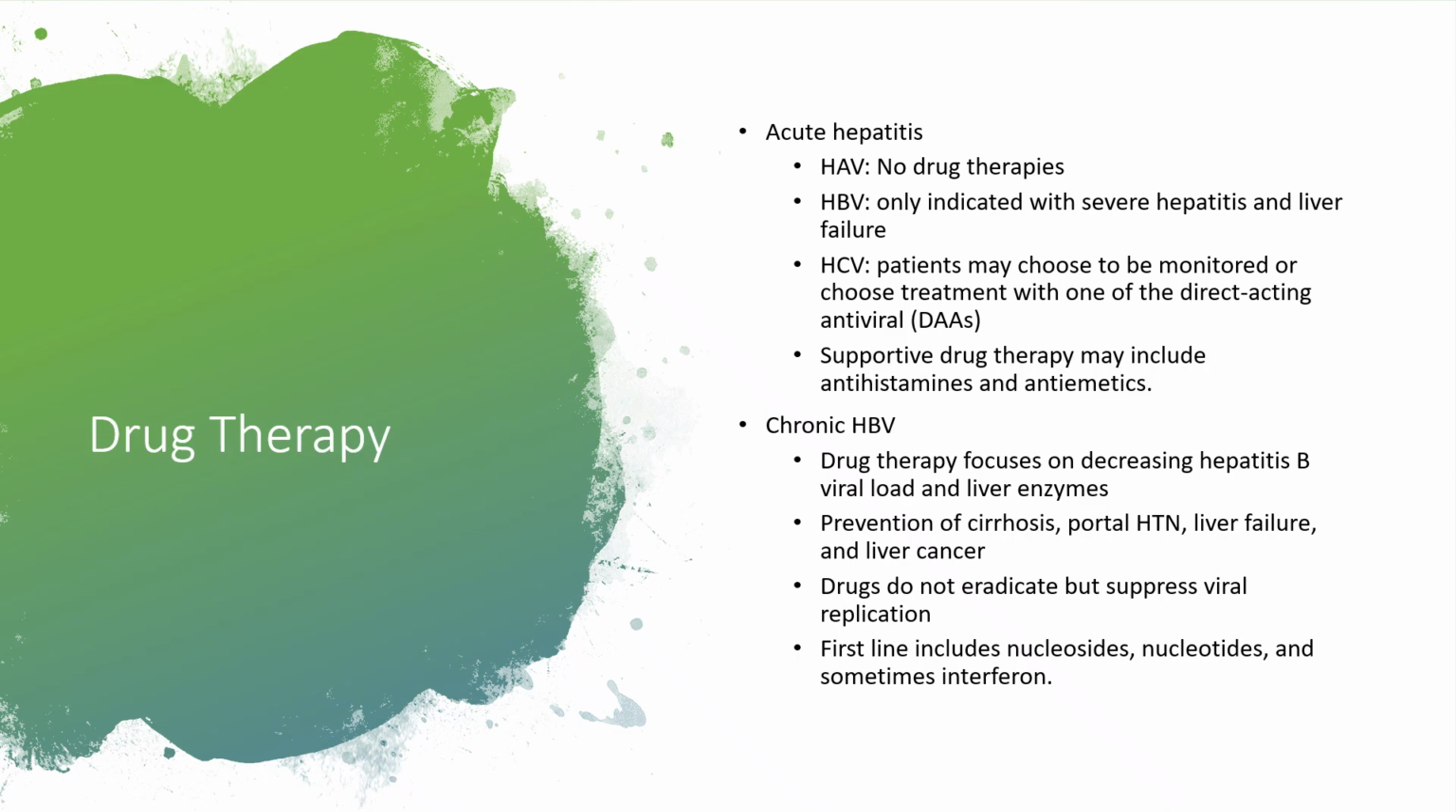Chronic Hep B drug therapy focuses on decreasing Hep B viral load and liver enzymes, and prevention of cirrhosis, portal hypertension, liver failure, and liver cancer. Drugs do not eradicate but suppress that viral replication. First line medications that we use are nucleosides, nucleotides, and sometimes interferons.